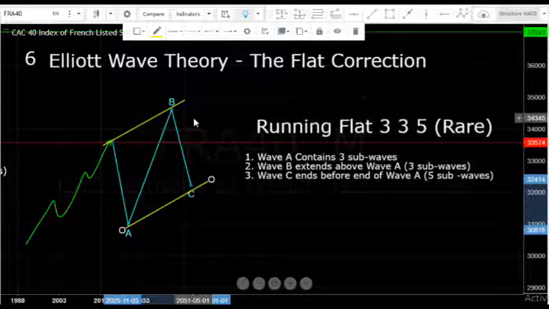Okay guys, so that is our second variation of a flat correction. So we have a regular flat, an expanded flat, and a running flat, and later on we'll look at what we possibly have as a contracting flat. But don't worry about that, I'm only mentioning it because it may exist.